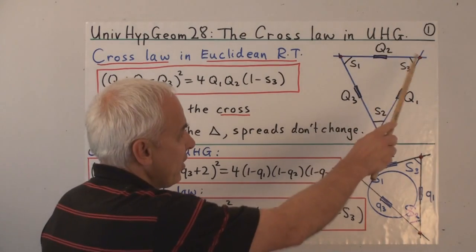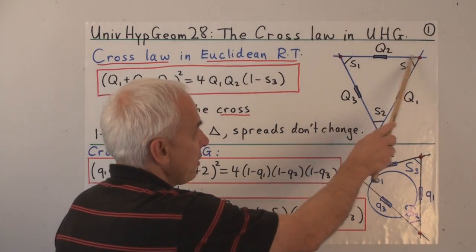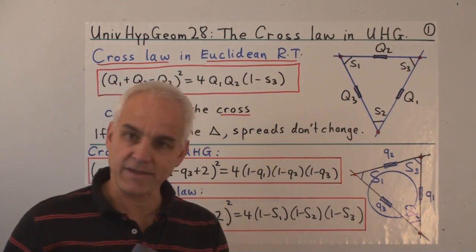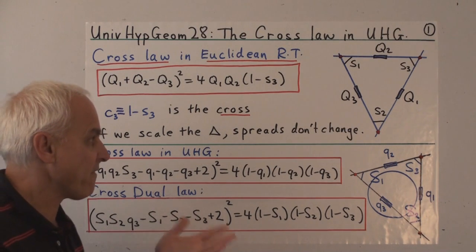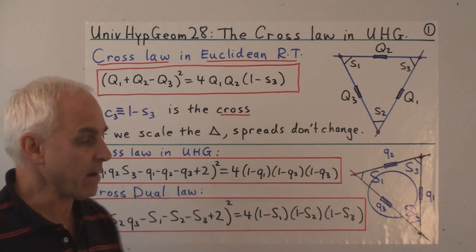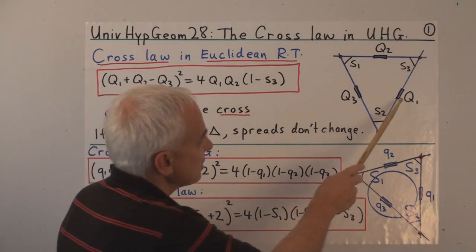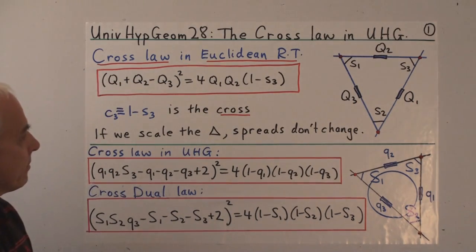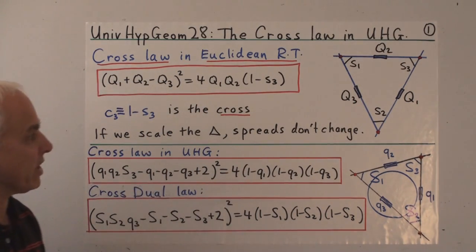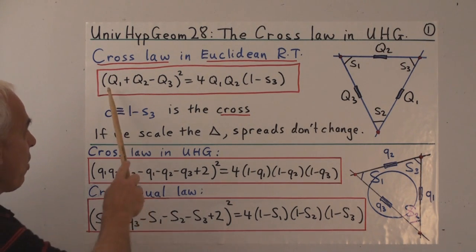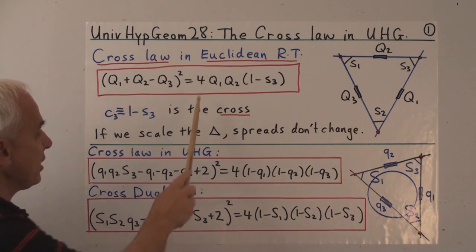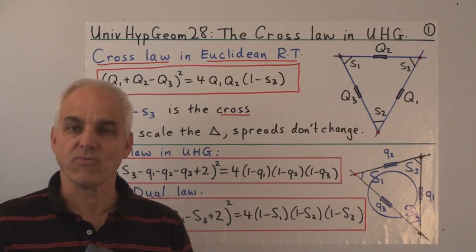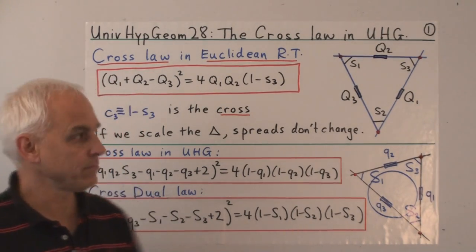If we have a triangle like this with three quadrances, Q1, Q2, and Q3, and notice the capital Q's alerting us to the fact that we're in rational trigonometry, we're in the affine setting, not in the projective setting of hyperbolic geometry, and corresponding spreads, S1 opposite, S2 opposite, S3 opposite. Here is the cross law in Euclidean rational trigonometry. It's telling us that (Q1 + Q2 - Q3) all squared is 4 times Q1 times Q2 times (1 - S3). This is the rational analog of the cosine law.